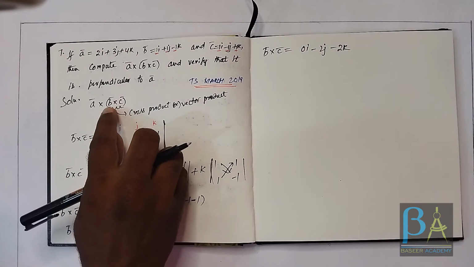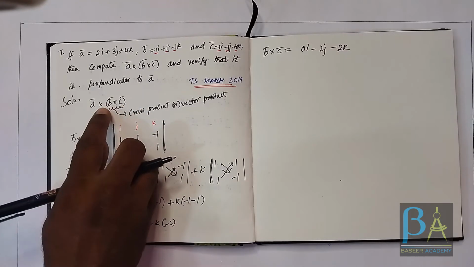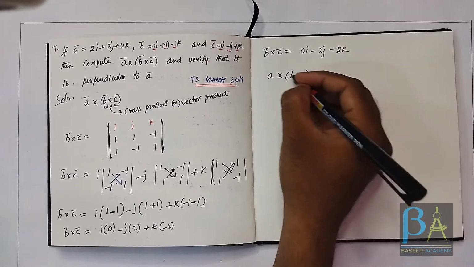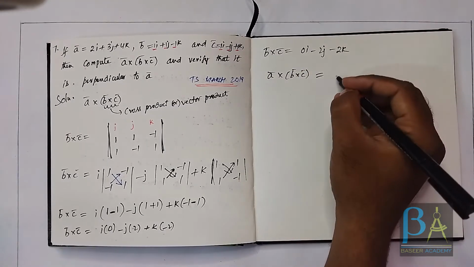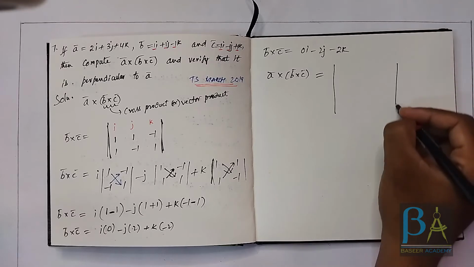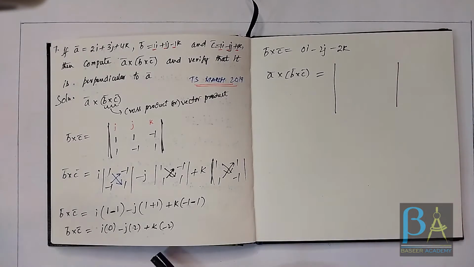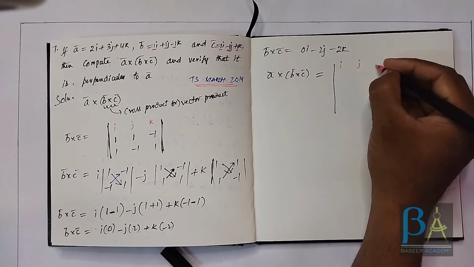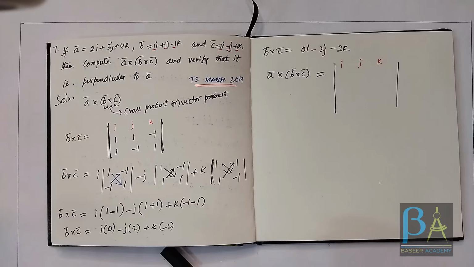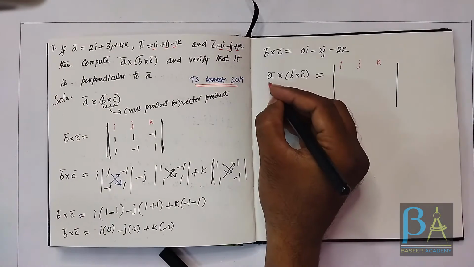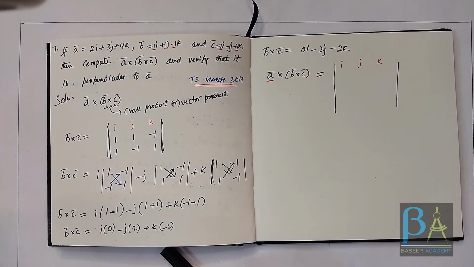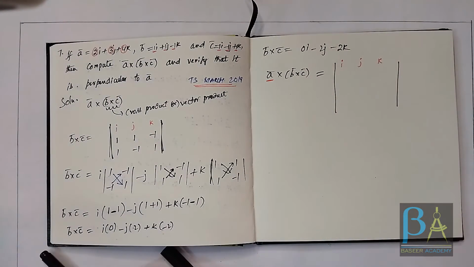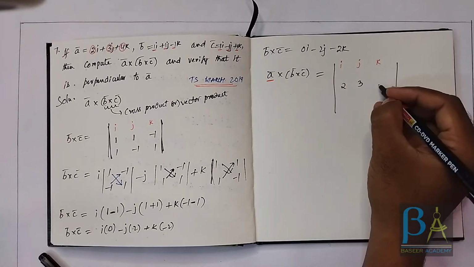Now that we have found B cross C, let us find A cross B cross C. How do you find A cross B cross C? The same drill. Let's keep a determinant sign here, and then in the first row, as always, let us write i, j, k. In the second row, let's write the coefficients of vector A. The coefficients of vector A are 2, 3, and 4. So let's write them: 2, 3, and 4.